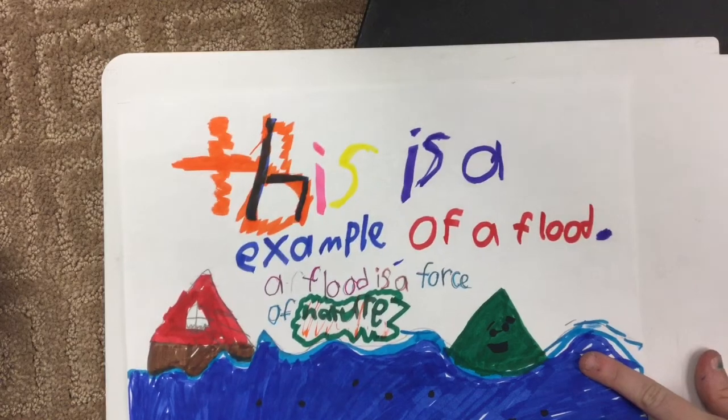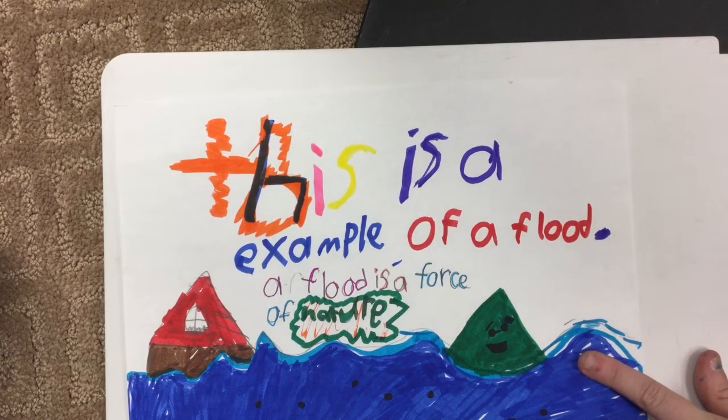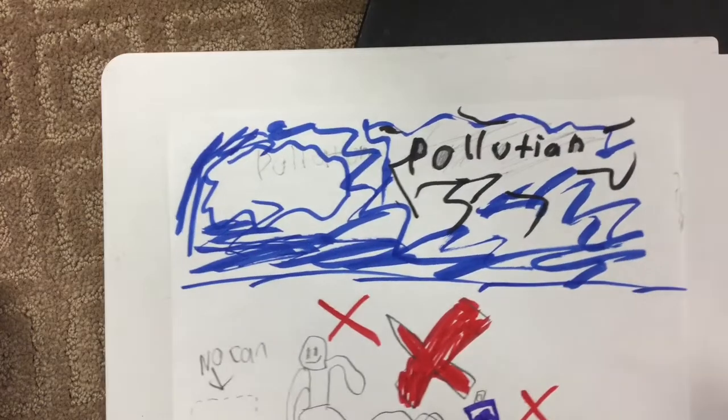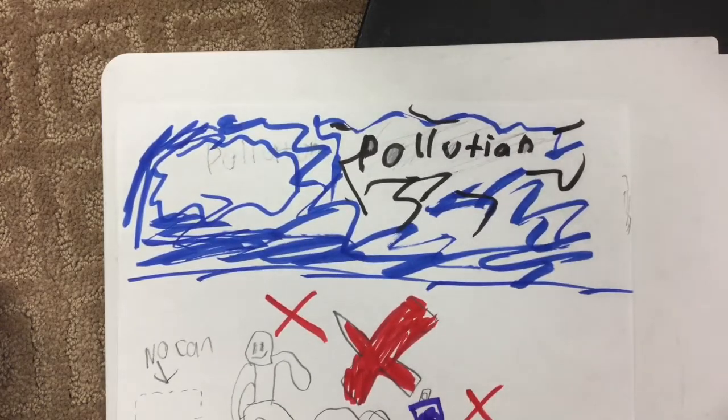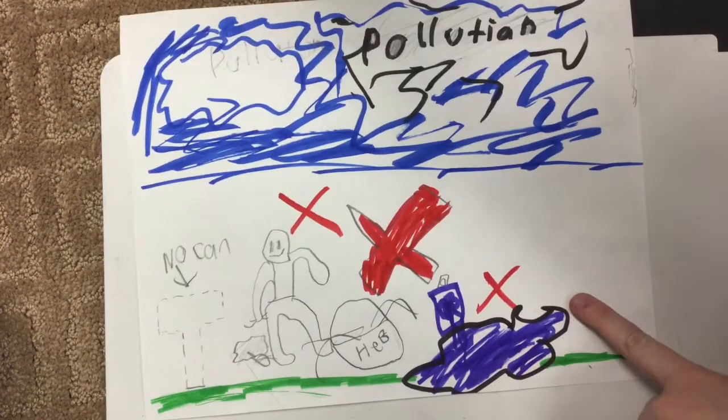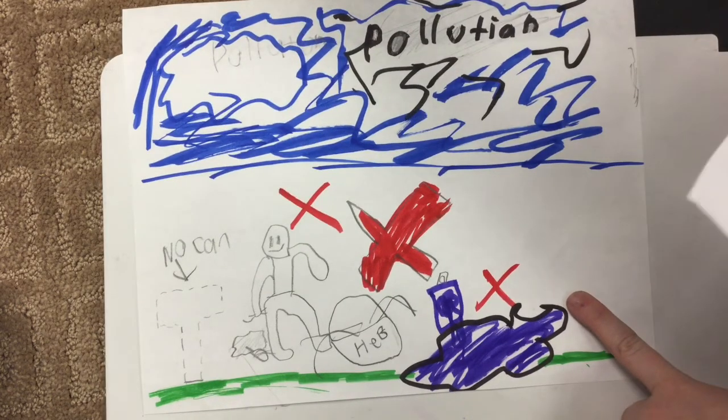This is a force of nature. This is an example of a flood. A flood is a force of nature. These are not forces of nature. Pollution. This is an example of pollution. This man is littering. Someone spilled a soda and left it.